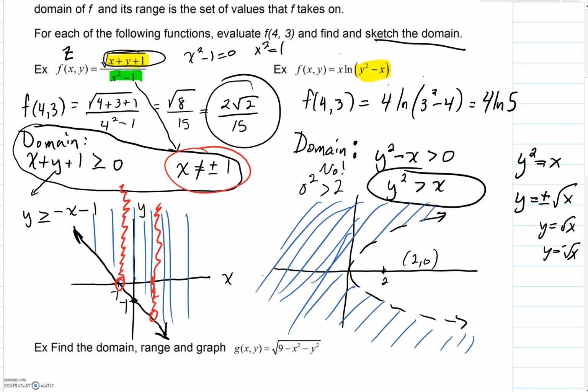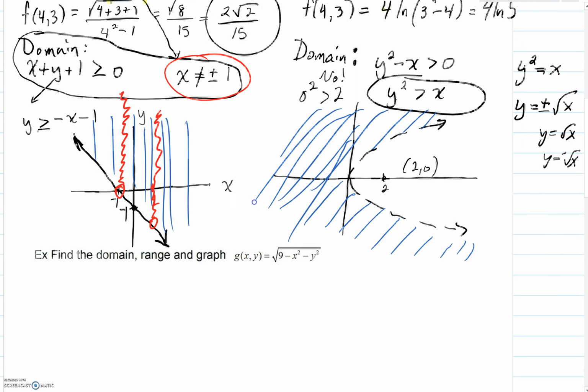Everything shaded. You can take any ordered pair that you'd like in this shaded region. Don't take an ordered pair on the parabola or outside of the parabola, such as a point like 2, 0.